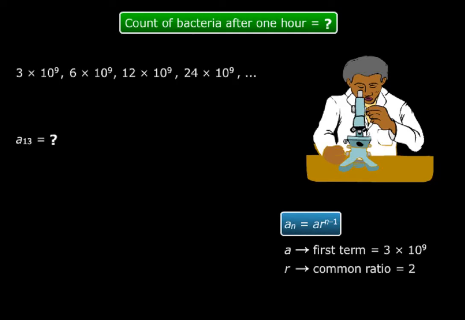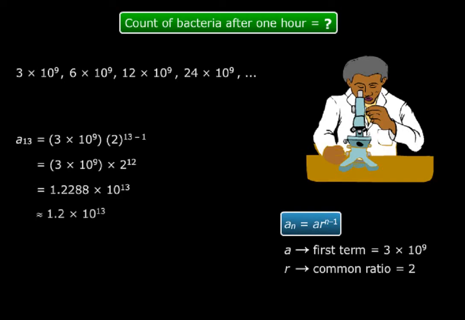So the 13th term is A13, that's 3 into 10 to the power 9 into 2 to the power 13 minus 1. We can reduce this as 3 into 10 to the power 9 into 2 to the power 12. You reduce this a little further and you get 1.2288 into 10 to the power 13. Or we can approximately say that the count was 1.2 into 10 to the power 13.